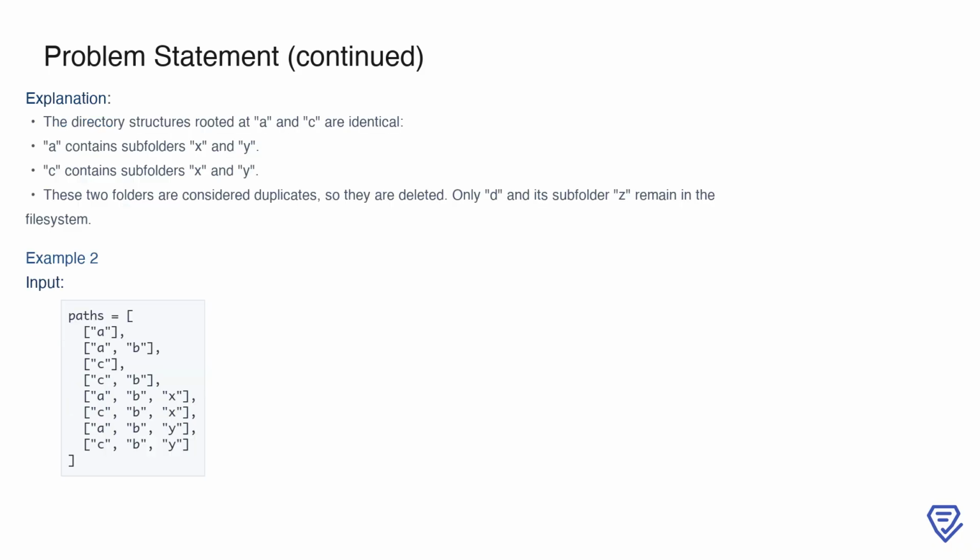To better understand the reasoning, let's break down the explanation for this example. The directory structures rooted at A and C are identical because they both contain subfolders X and Y, and these subfolders themselves are identical in both cases. Since the directories A and C are duplicates, they are removed entirely from the file system. The only directory left is D, along with its subfolder Z, because it does not have a duplicate. This highlights the recursive nature of the problem. Subfolders are compared first, and if they match, the parent folders are considered duplicates as well.